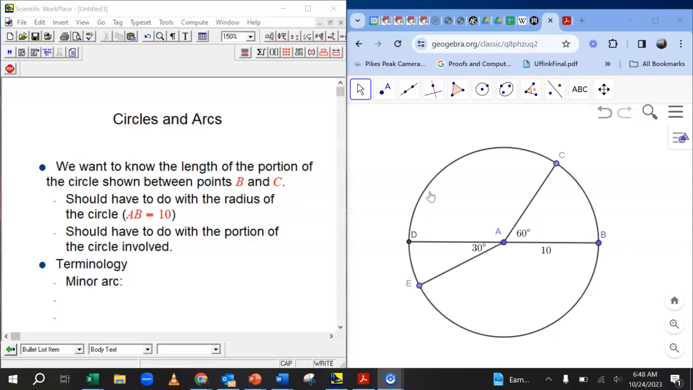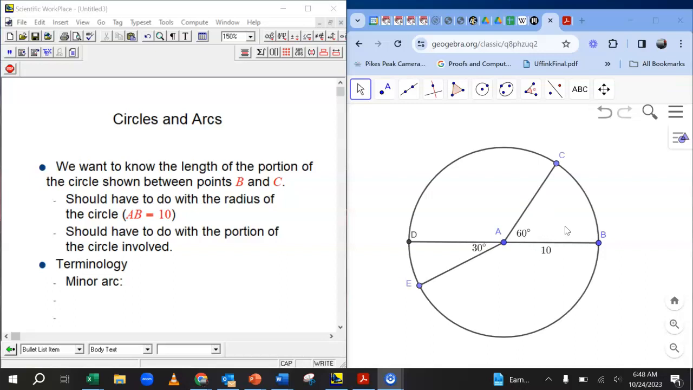Okay, so here's a problem. We've got a circular field and we've got a rotating sprinkler that's pinned at the center of the circle, and it's this length here. It's one radius. It's 10 meters long, and it's going to go around the whole circle eventually. And I'd like to know, as it goes from B to C, the other end that's going around the circle, how far is it going if the angle it's made is 60 degrees?